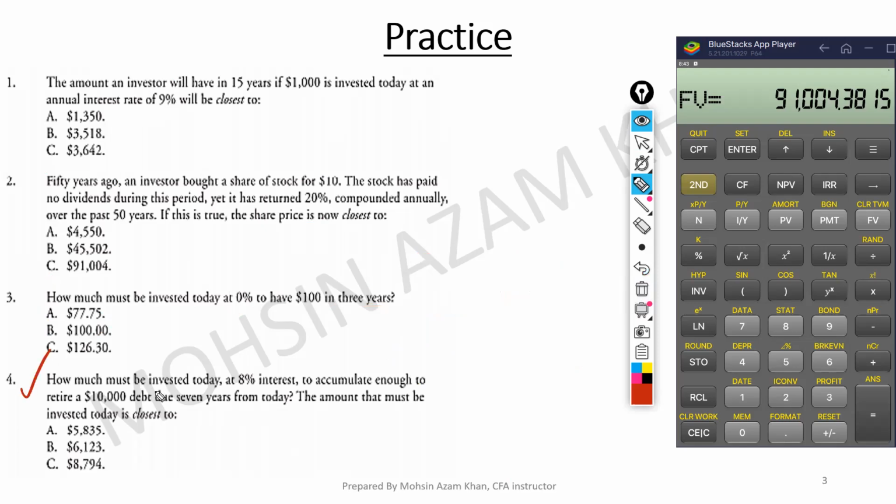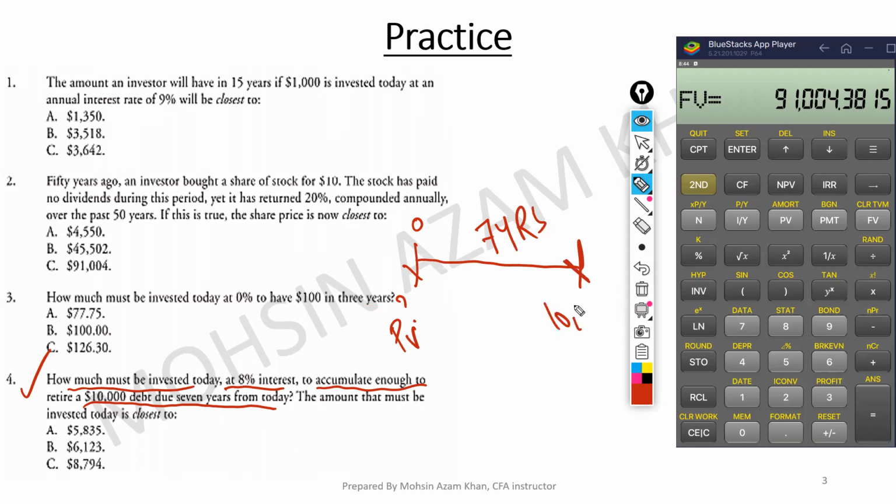How much must be invested today at 8% interest to accumulate enough to retire 10,000 debt due 7 years from today? He's saying how much to invest today, that is the present value, at a rate of 8% to accumulate enough to retire 10,000 due in 7 years' time. So that in 7 years, you have enough in your account, which is 10,000, so you can pay off the debt. So it is asking you how much to invest today, so you need to calculate present value.